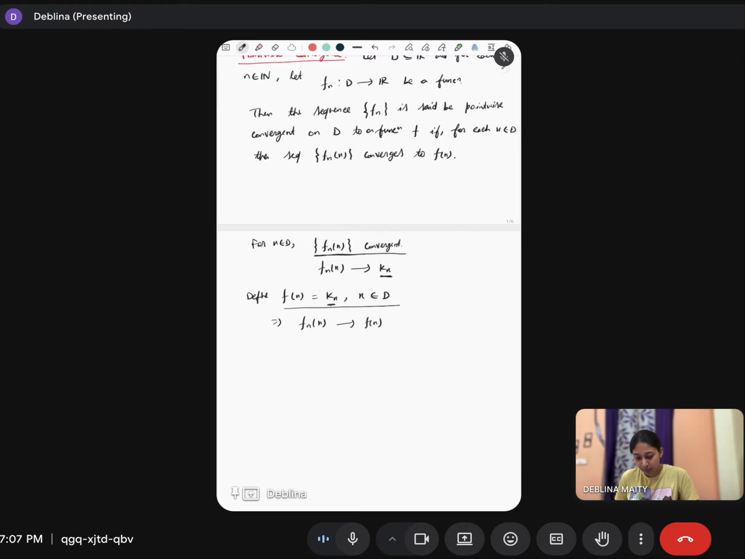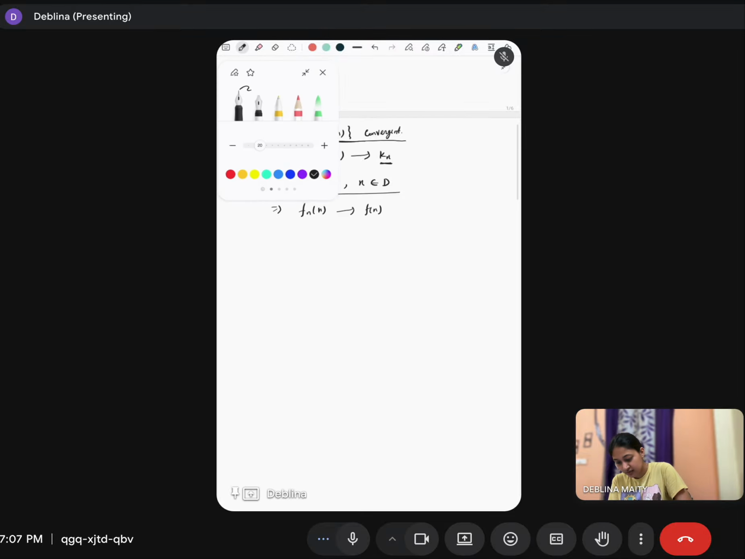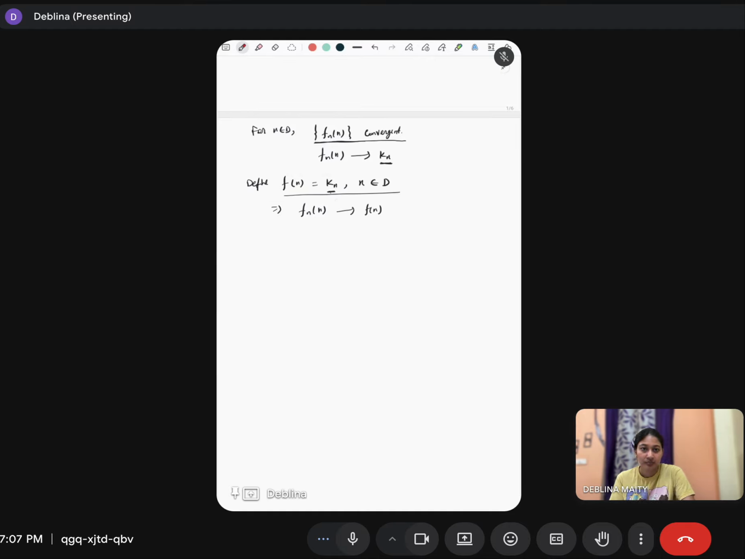Now we are going to see some problems. So for each n, define fn, which is a function from R to R, and it is defined by fn(x) equal to x to the power n, where x belongs to R. Then we have to find where it is pointwise convergent and to which function. Okay.